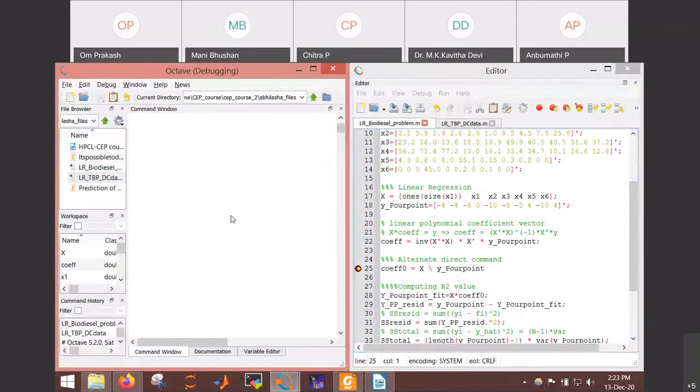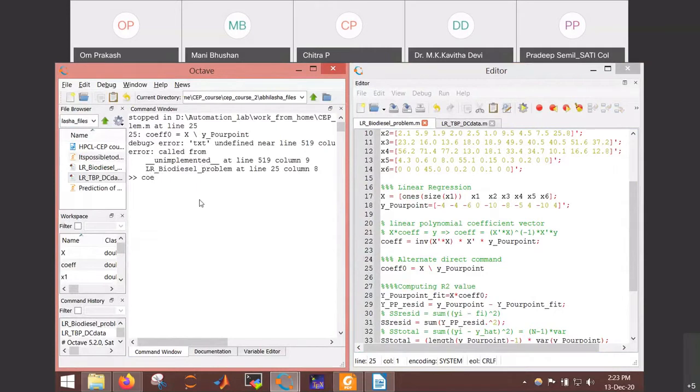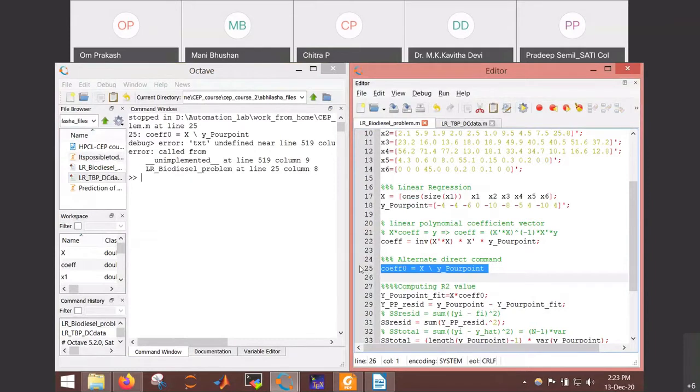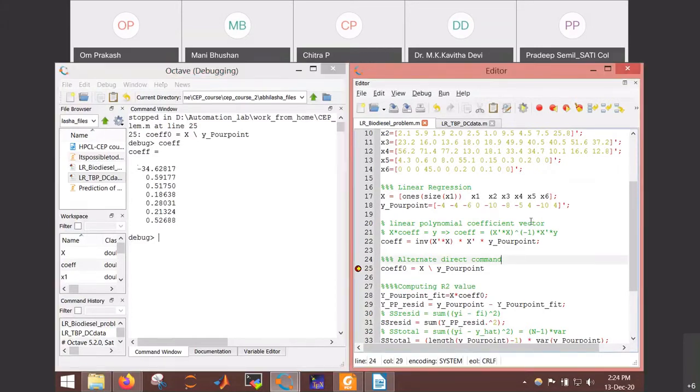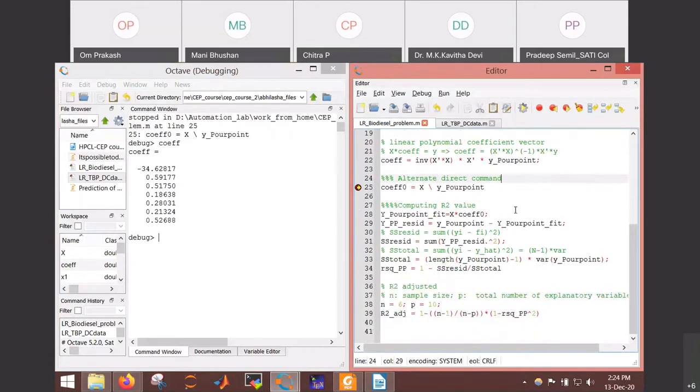Now check what the coefficients are. These are my coefficients. The first one is the constant term, minus 34.4.62, and the rest are A1 to A6. Once I have this, we can find the R2 value to see how good the fit is.